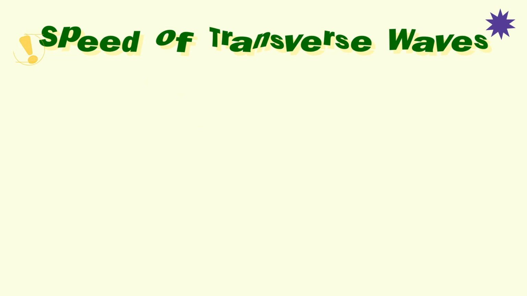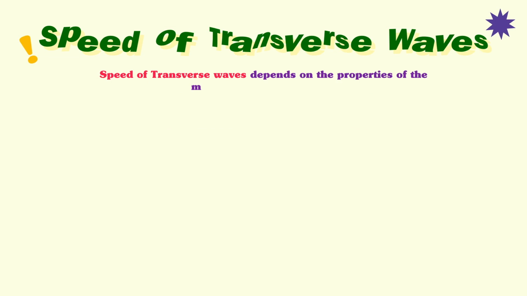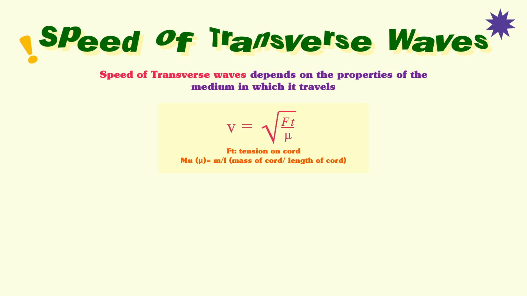Next is finding the speed of transverse waves. The speed of transverse waves depends on the properties of the medium in which it travels. The formula is speed of transverse waves equals the square root of FT over mu, where FT equals the tension on the cord and mu is the mass of the cord divided by the length of the cord. This formula only applies to cords or strings that have small amplitudes.